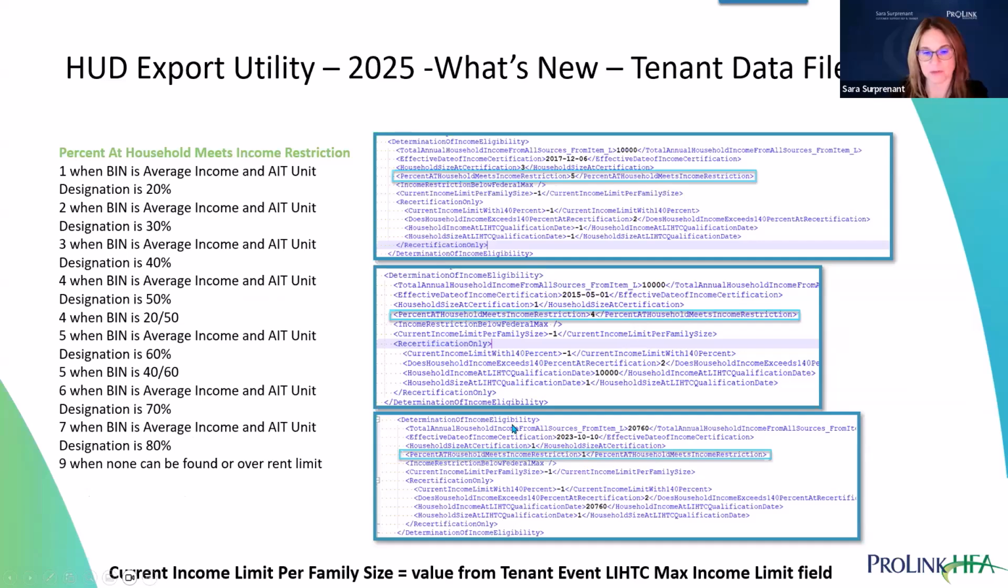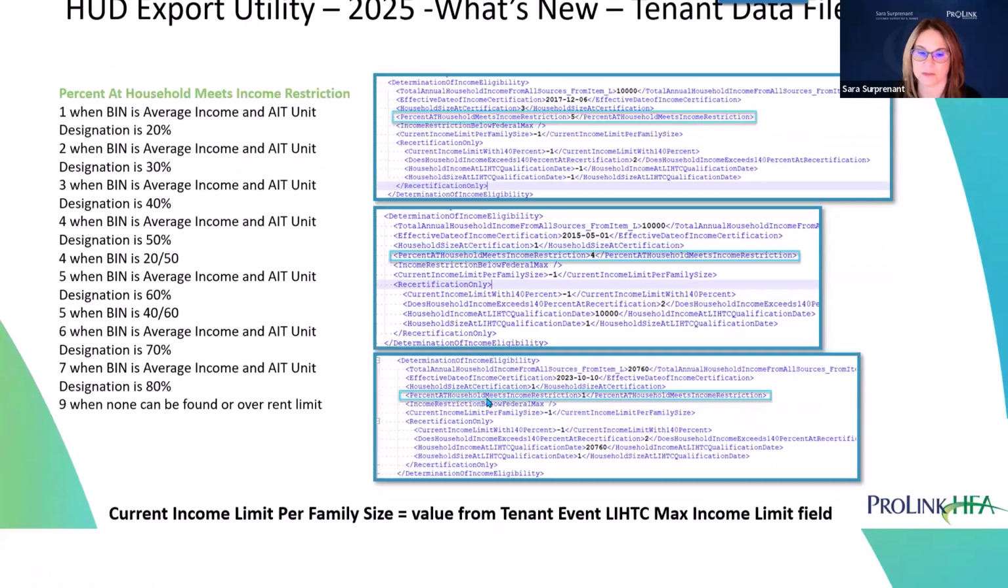So the current income limit per family size equals the value from the tenant event LIHTC max income limit field. That's kind of where that comes from.